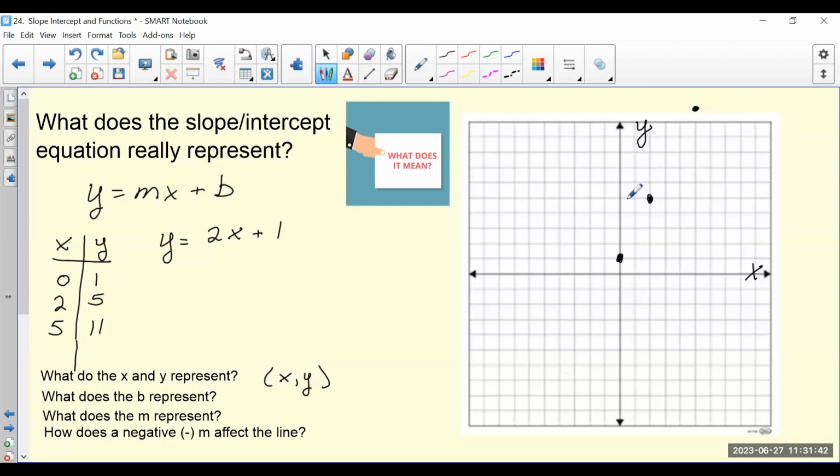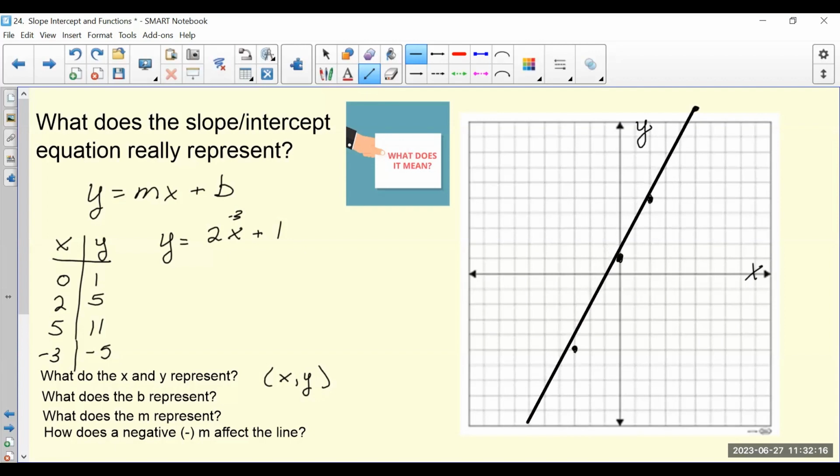Well, it looks like this line's coming down here. So let's try a negative number, like -3. 2 times -3 is -6. So if we put a -3 in here, 2 times -3 is -6 plus 1, and -6 plus 1 is -5. So we're going to have a point at -3, -5: over 3 to the left, down 1, 2, 3, 4, 5. And now when we draw our line from about here down to there, we put them on a line, there's our line.